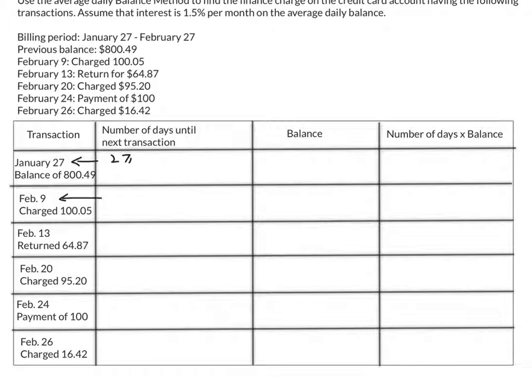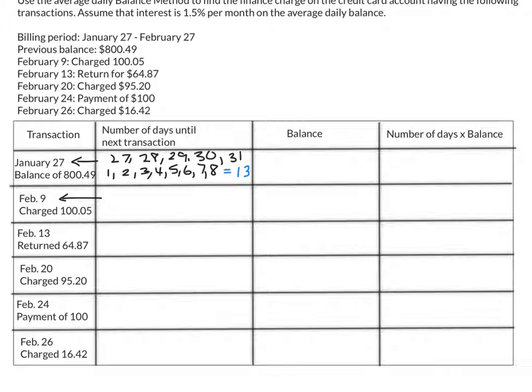So we'll count 27th, the 28th, the 29th, the 30th, and the 31st of January. We'll also count the 1st, 2nd, 3rd, 4th, 5th, 6th, 7th, and 8th of February. Now we'll just count the number of days that we've listed. And if we count all those dates, we'll see that we have 13 days until the next transaction.